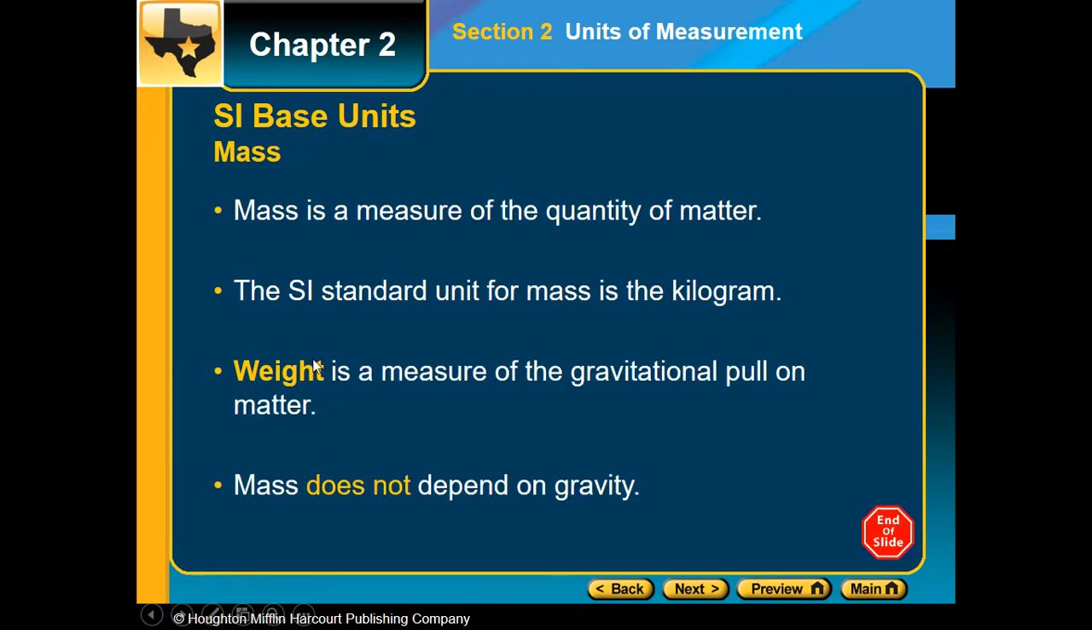Okay, weight is a vocabulary word, so you're good. But what's important for you to understand on this slide is that mass does not depend on gravity. So your mass on the moon would be the same as your mass on the Earth, okay? Even though you're lighter on the moon because the acceleration due to gravity is less on the moon, okay? Your weight, however, would be different on the moon than it was on the Earth because weight is a measure of the gravitational pull, whereas mass is not.